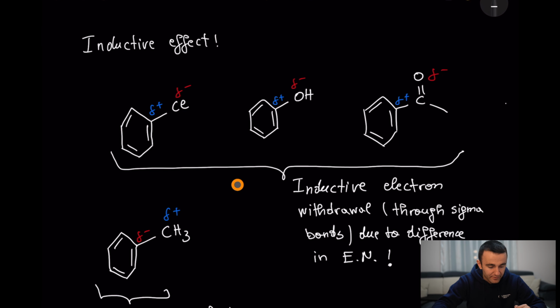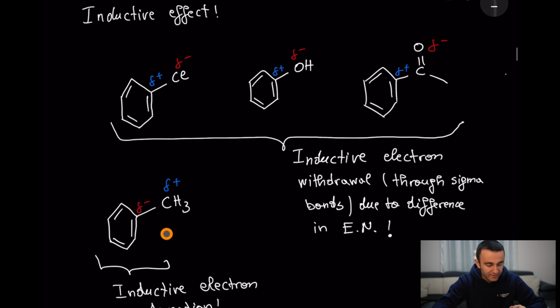As you can see here, chlorine is more electronegative than carbon, so it creates a delta negative, so it deactivates the ring. The hydroxy group also has an inductive effect that deactivates the ring. Carbonyl groups also have an inductive effect that deactivates the ring. The methyl group has an inductive effect that activates the ring, the opposite. All this is related with electronegativity difference. Keep in mind this. Now let's move to the resonance effect.